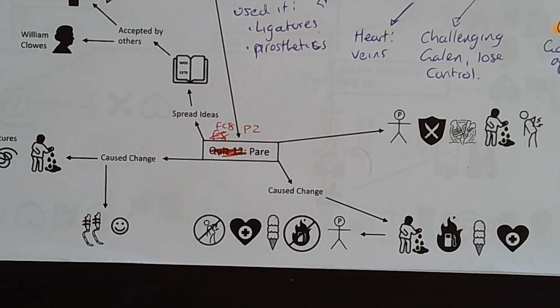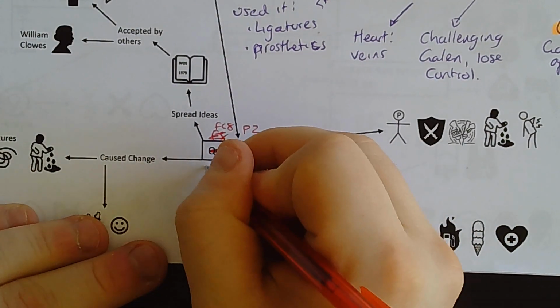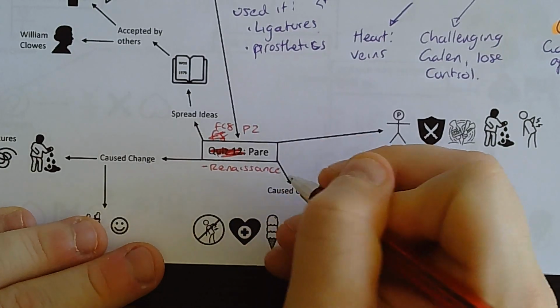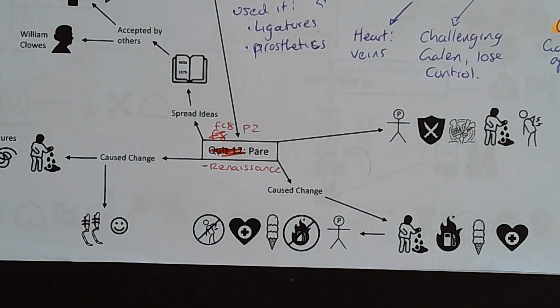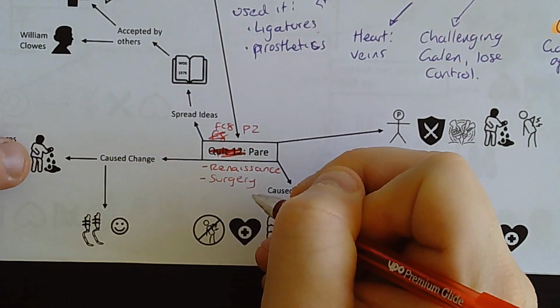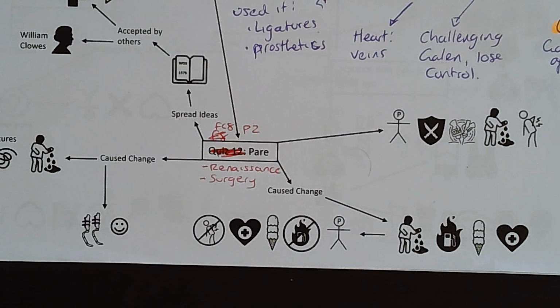And today we are going to be looking at Pare. So Pare links to Flashcard 8 Part 2 from your flashcard packs. Pare is a part of the Renaissance period, and out of the three major themes that we can think of, I would be really pushing towards surgery, his impact on surgery, not disease or public health.